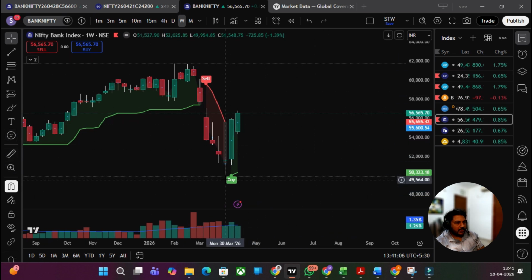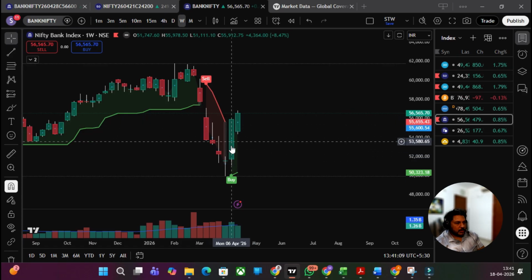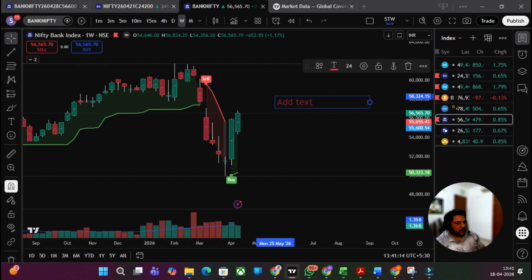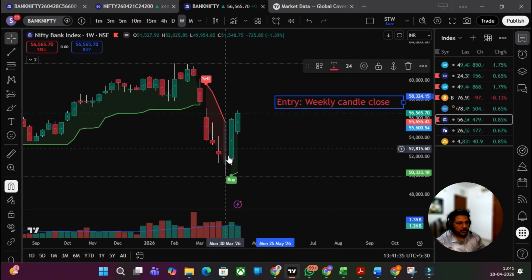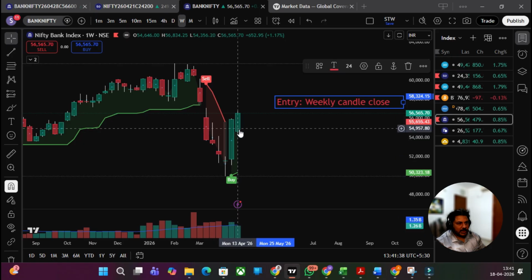When this system gives you a buy, after the close of this candle, let's write the rules here. Weekly entry: where is the entry? Weekly candle close above Supertrend. So here we got a green candle which closed above Supertrend and the buy signal was complete. So next week, at the beginning of the next week, you are going to buy this particular index.